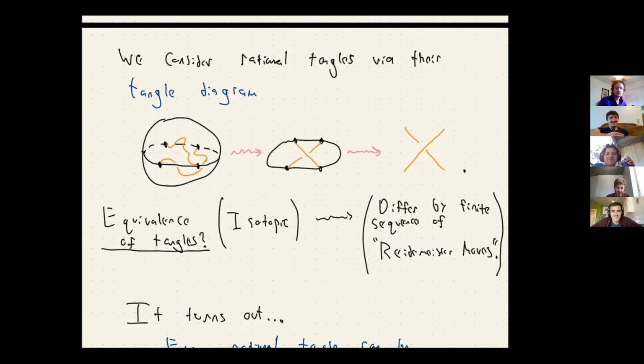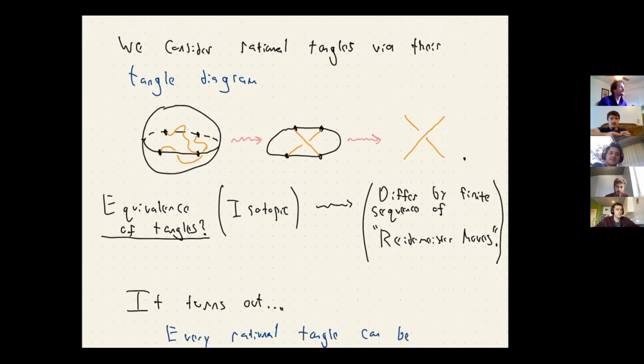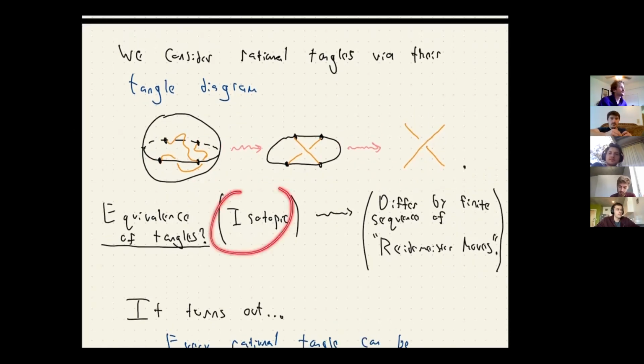Yeah. And so what's the deal there? We've got some tangle. It could be crazy. We're going to project it to this disk because we can assume without loss of generality that all the points are on the equator. And then when we do that projection, we're going to keep track of the over and under crossings. And so tangle diagrams completely determine rational tangles.